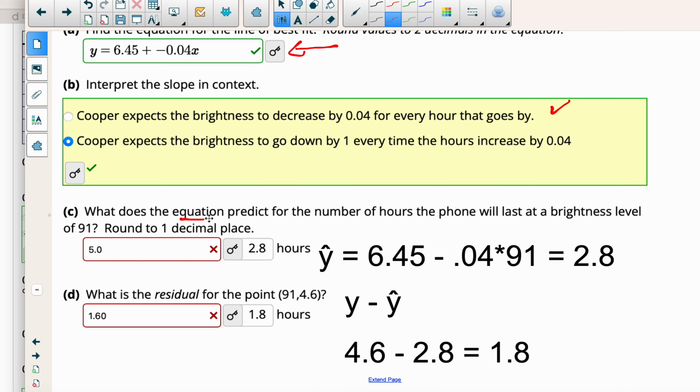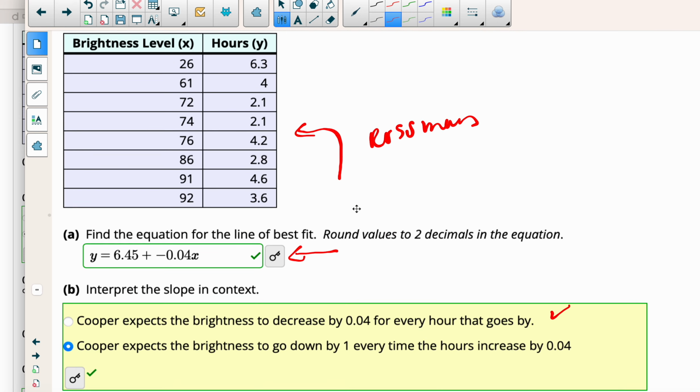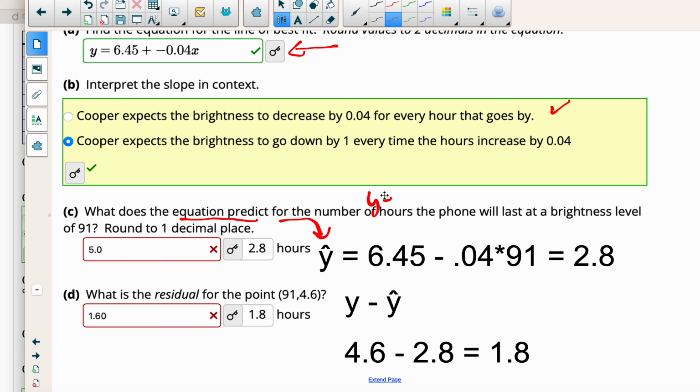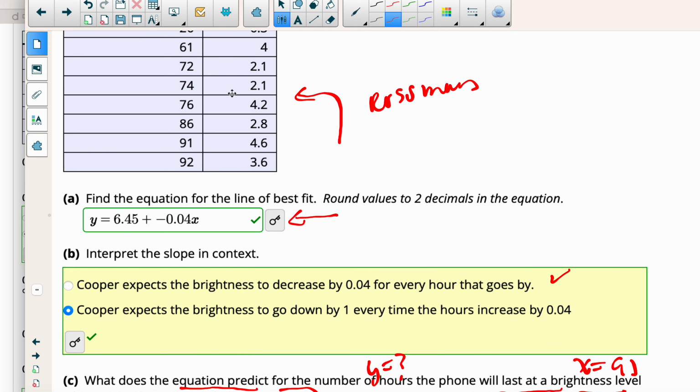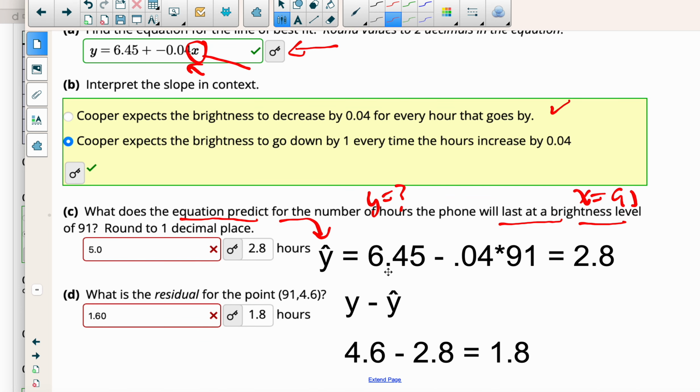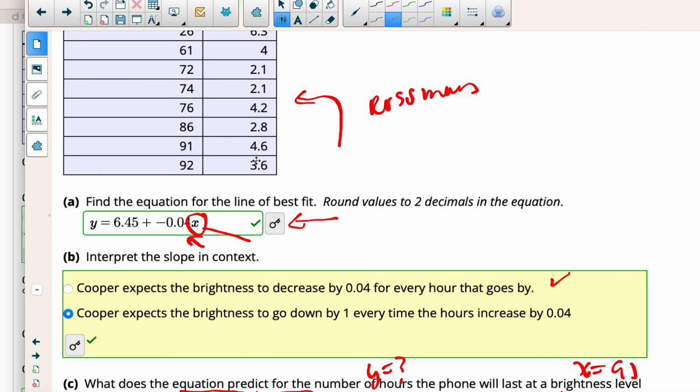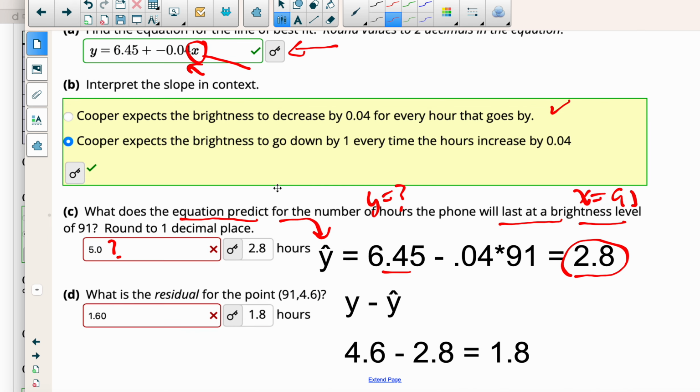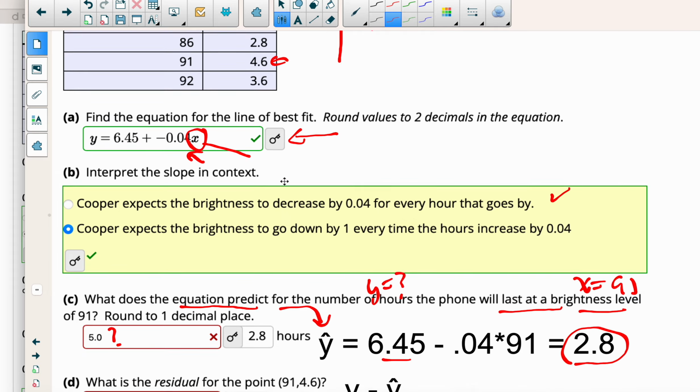So again, this wants to know, what does the equation predict? That means you're going to use the linear regression equation. It wants to know, what are the number of hours? Hours is Y, so it wants to know what is Y equal to when you have your brightness level X equal 91. So you're going to use your equation that you got right here, and you're just going to substitute 91 in for X. 6.45 minus 0.049 times 91 gives you 2.8. So yeah, I'm not really sure what you did here. I don't know, maybe you just rounded it. The 4.6, I'm not sure.